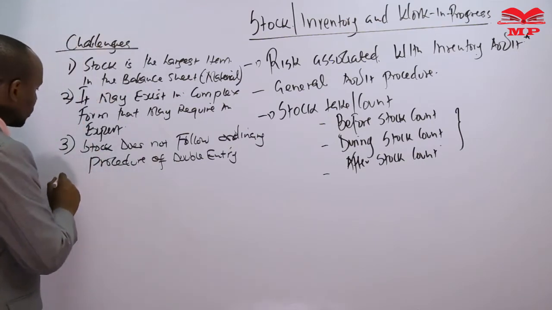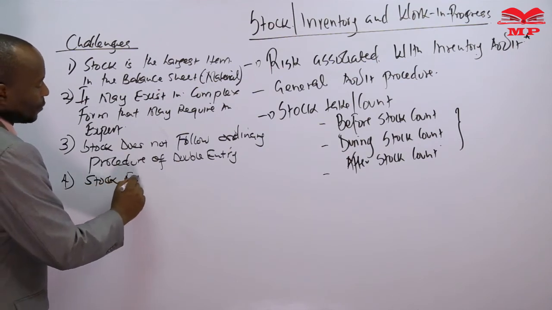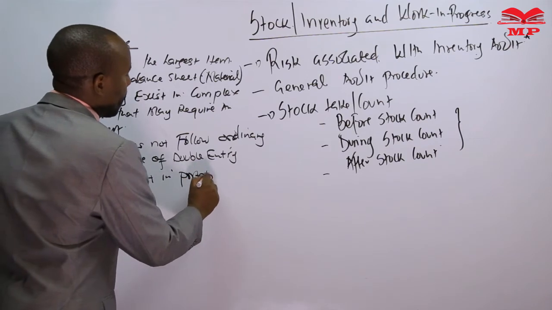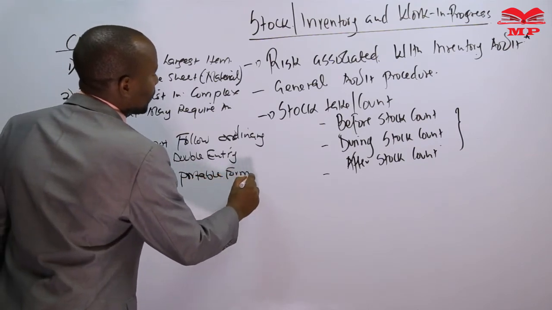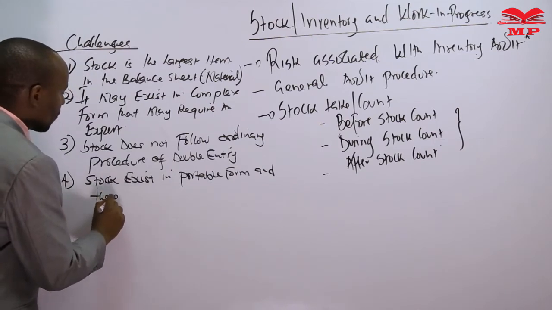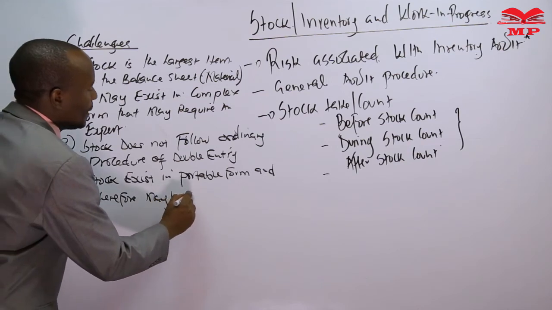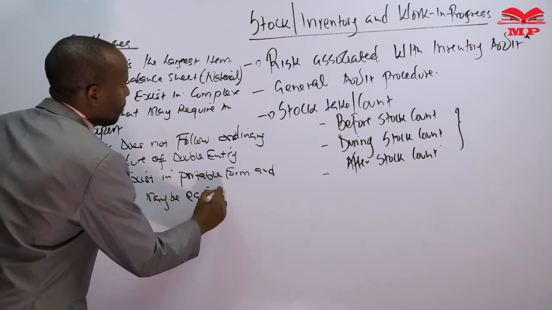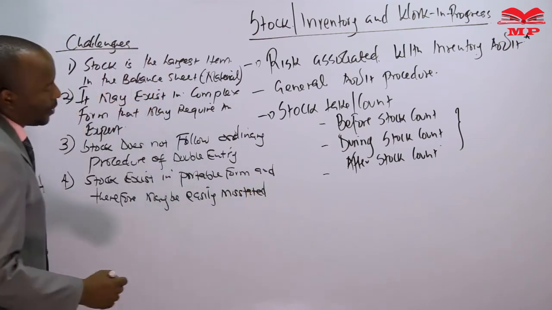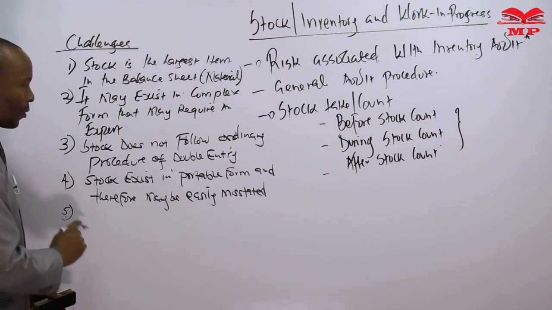The problem here is portability. Stock exists in portable form, and therefore may be easily misstated. This is not the only problem with stock. We can also add another problem.